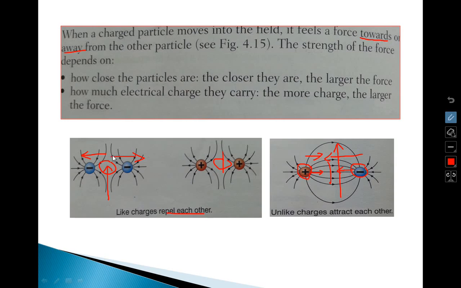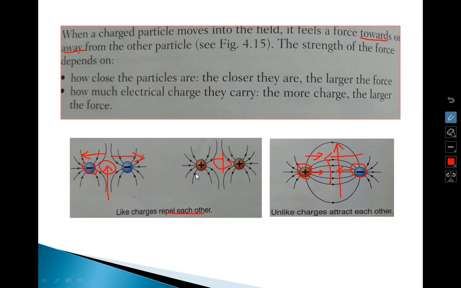It's unlike this one. This one will affect out, and this will affect towards. So the closer the particles are, the larger the force. Point number two: how much electric charge they are carrying.